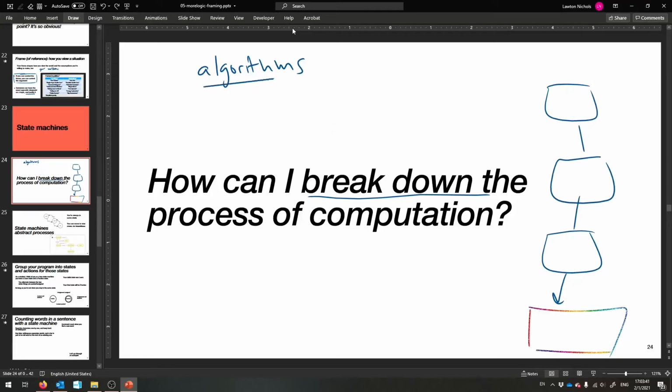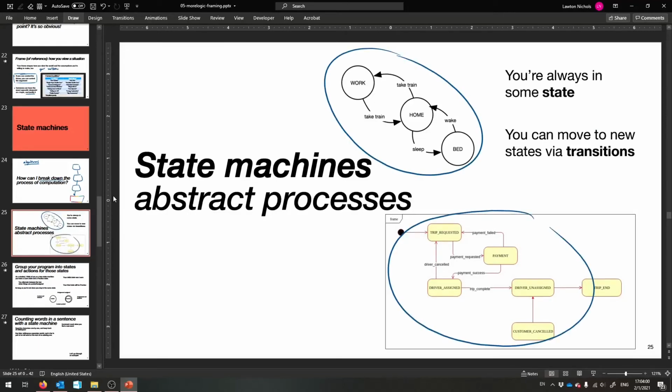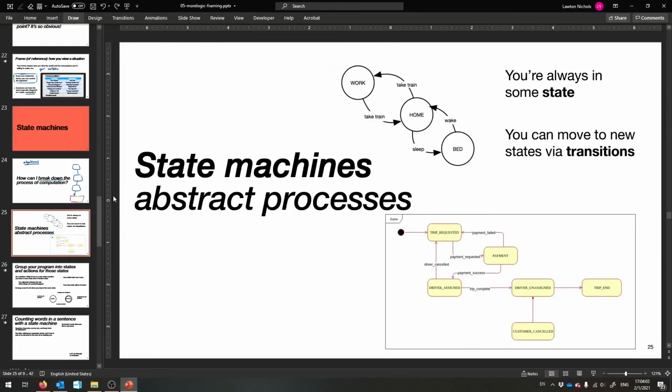Okay? So, a state machine is one way to break down computation, and it's one way to think about a process or an algorithm. Okay? So, let us begin. So a state machine, they kind of look like this or this. I'll try and zoom in a second once I explain them. We say that they abstract processes. Okay, there's something that needs to happen, and you got some things that you got to do to get it to happen. Okay, that's my hand-wavy definition.